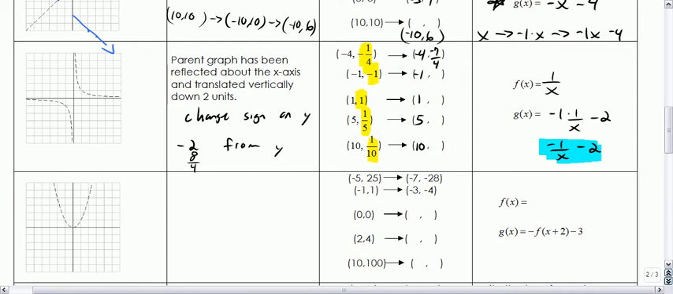1 minus 2 is -1. Next one, 1 becomes -1. -1 minus 2 is -3. 1/5 becomes -1/5. -1/5 take away 2. Well, 2 is 10/5. So -1/5 take away 10/5 is -11/5. Next one is 1/10. 2 is 20/10. So 1/10 becomes -1/10. -1/10 minus 20/10 is -21/10.